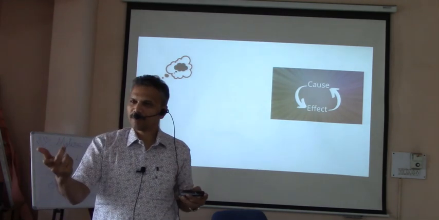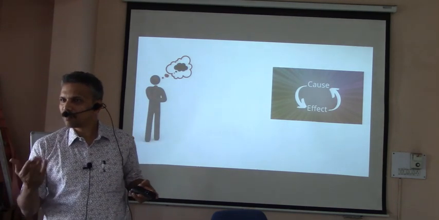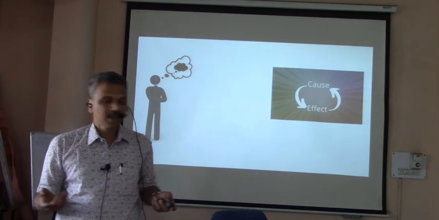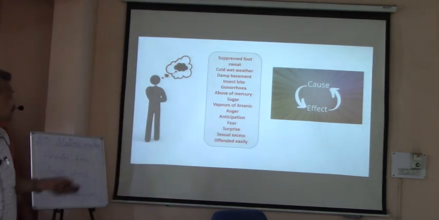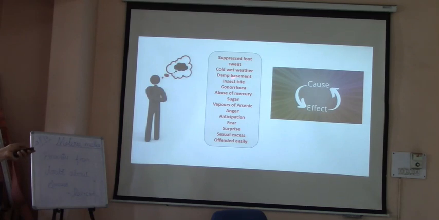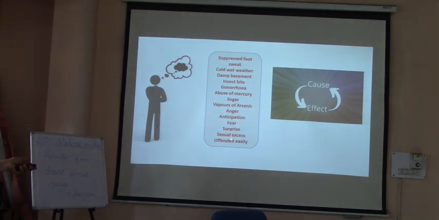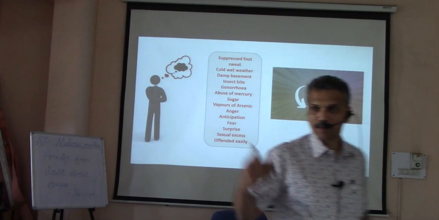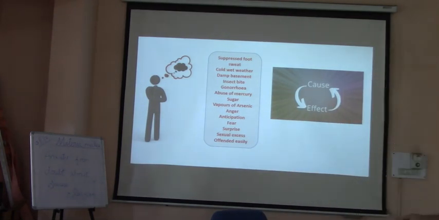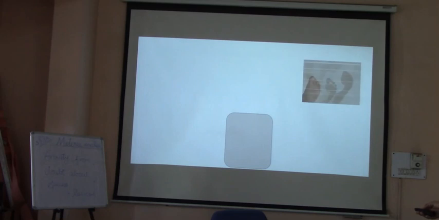Okay. So wet weather, suppressed foot sweat, anger, and if you just look at your books, you have a big list. Starting from suppressed foot sweat, cold wet weather, damp basement, insect bite, gonorrhea, abuse of mercury, sugar, bad effects of vapors of arsenic, copper, anger, anticipation, fear, surprise, sexual excess, and they get offended very easily. This is how the list goes on in the Merc group. Anyway, we'll take each of them and we'll try to understand.